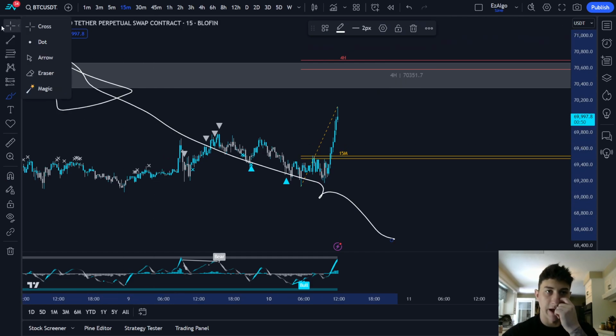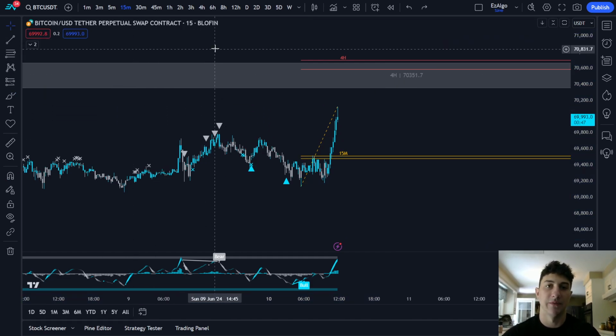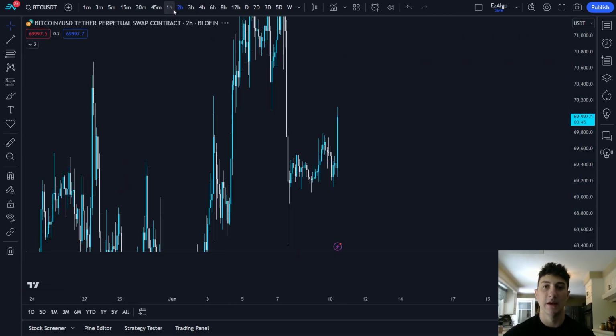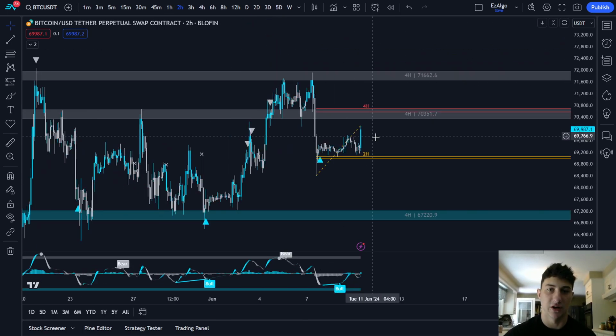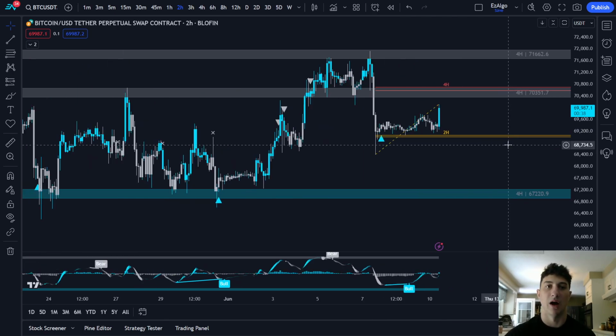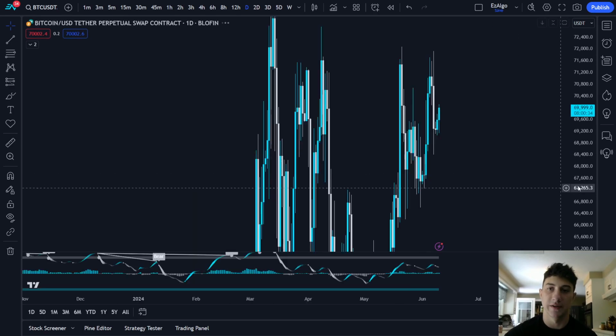Now I always recommend only trading with higher time frame levels. These levels are going to be more respected than those lower time frame levels, obviously. But again, this is a good short position that I'm looking at here on BTC. So besides that, nothing has really changed for me. We're still trading in this range.